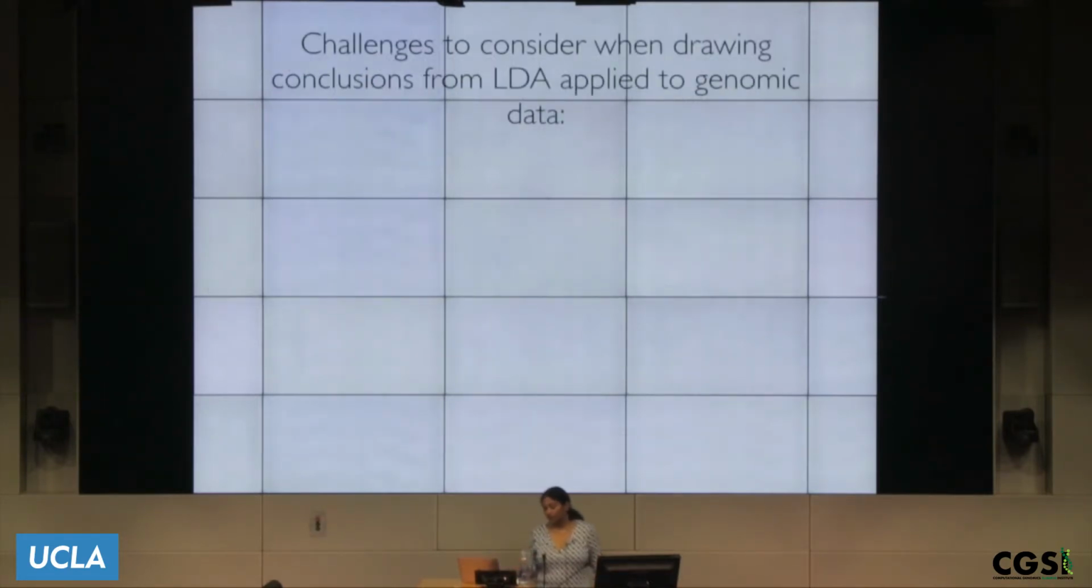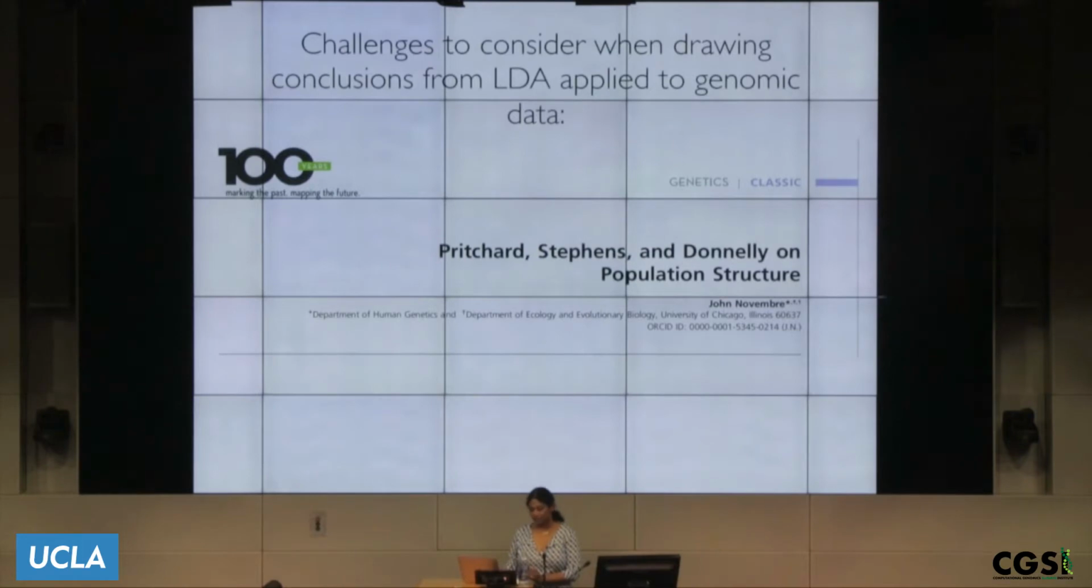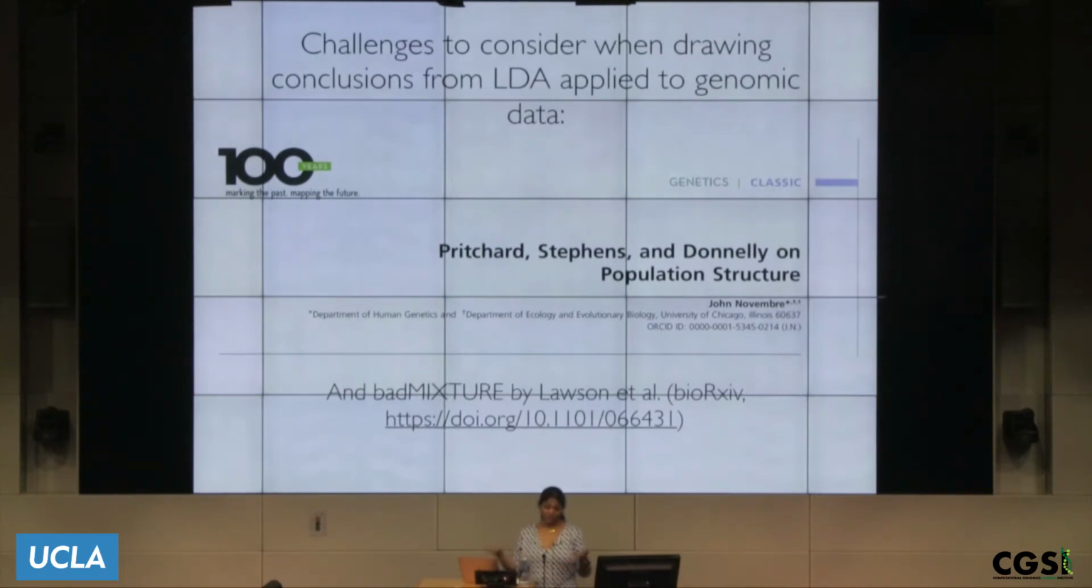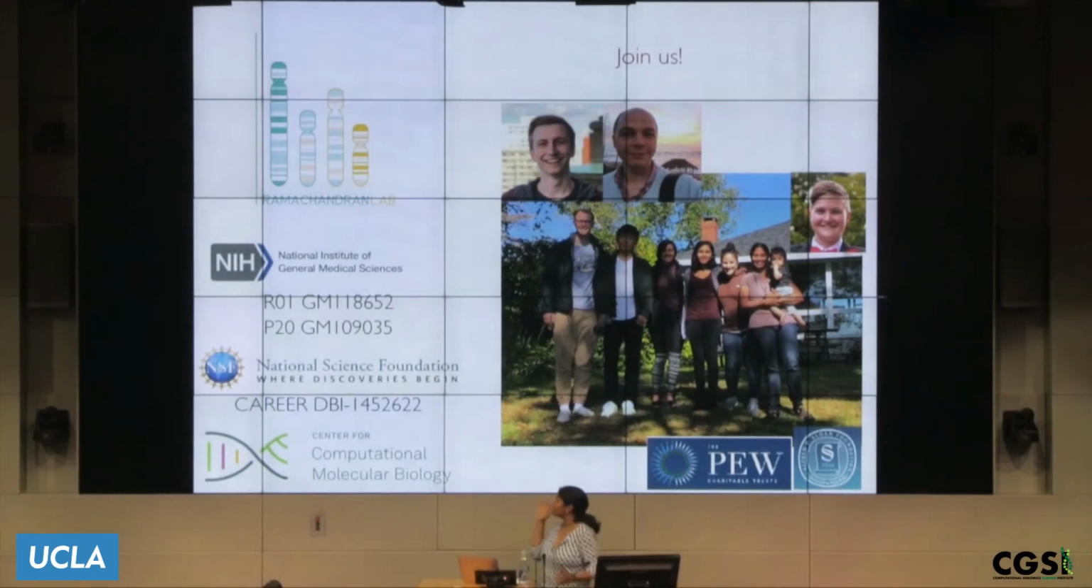And of course, it's important to think about challenges when we draw conclusions from LDA applied to genomics data. John has written a great paper on this, and Daniel Falush as well has put together a nice paper and a method called BadMixture that talks about how we can't necessarily infer past histories uniquely from what we see in LDA results. So with that, I'd just like to put up acknowledgments and again say that Elijah did a lot of the work on the distinctiveness, and I'm happy to take any questions.